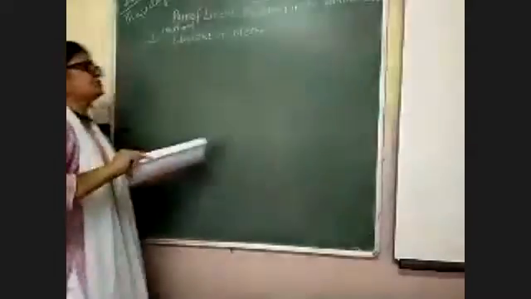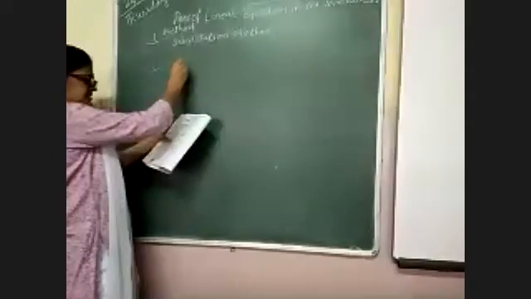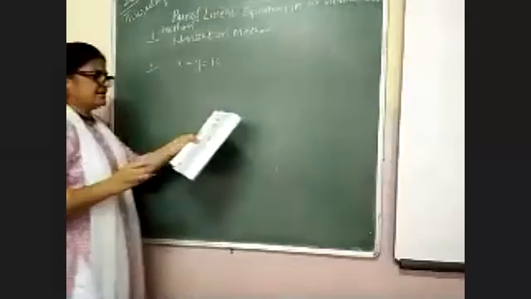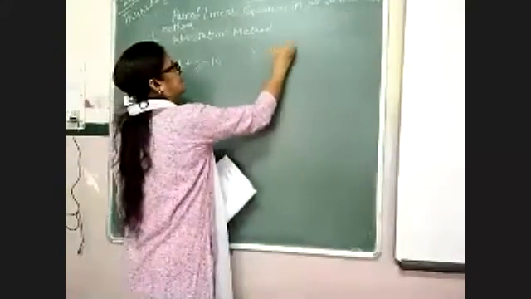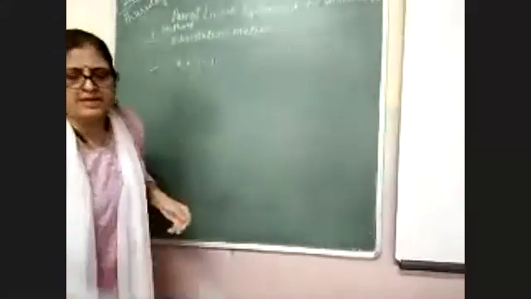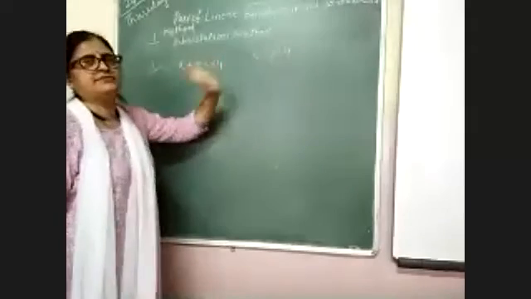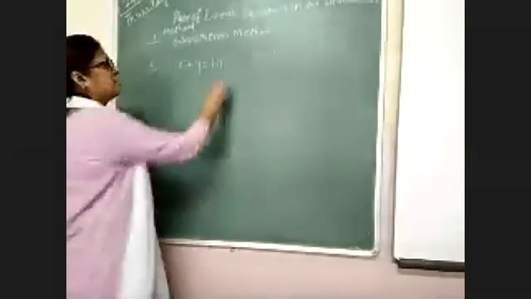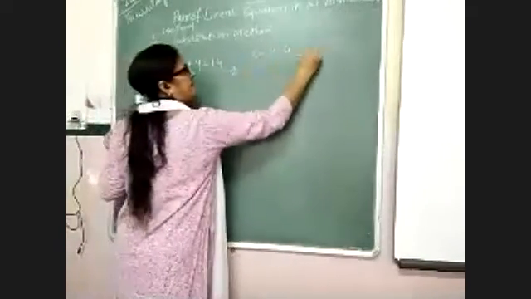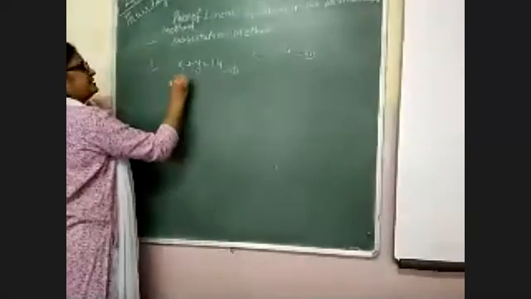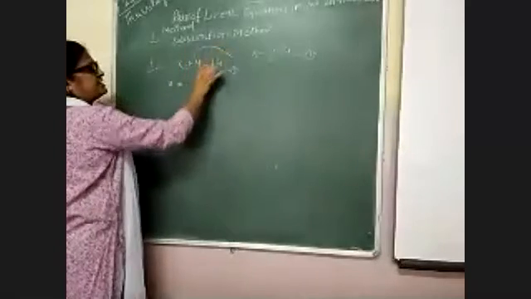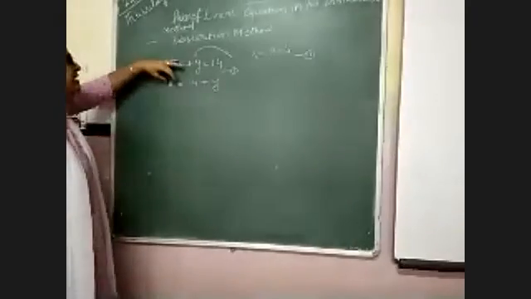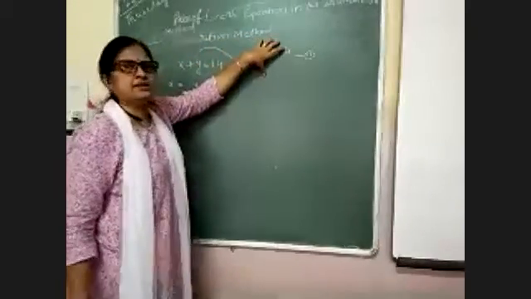The first question of your exercise 3.3 is x plus y equal to 14 and x minus y equal to 4. Two equations are given, and how will you find the values of x and y? There are three methods, but first we will use the substitution method. First we will transpose y to the right hand side, so x equals 14 minus y, and substitute the value of x in the second equation.